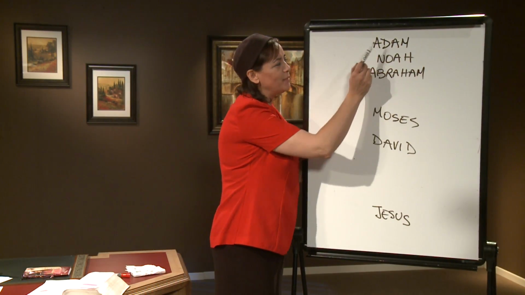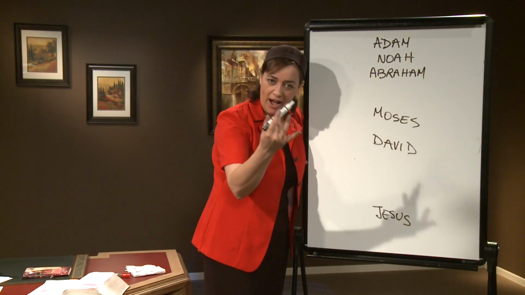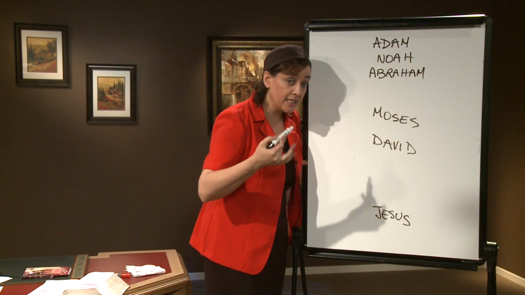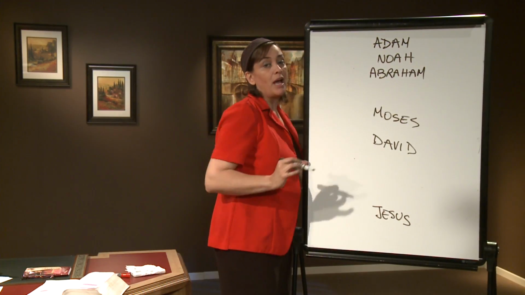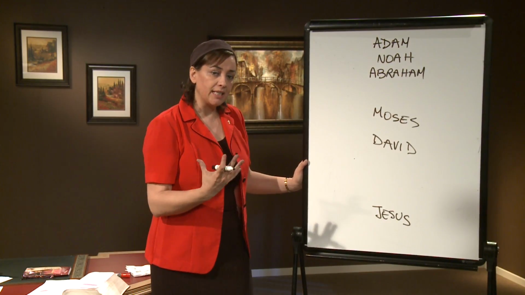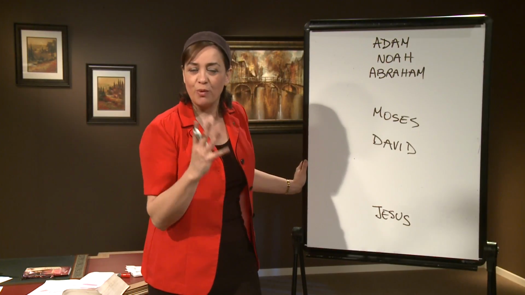So from Adam at the very beginning, Genesis 1, 2, 3, 4, 5, we're moving to the flood. Noah, Genesis 6 to 9. Then we get Abraham. Now Abraham receives a covenant that says that through his seed, through his descendants, all the nations of the earth will be blessed.